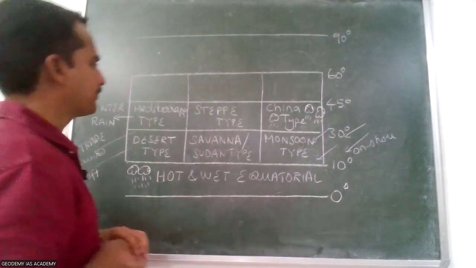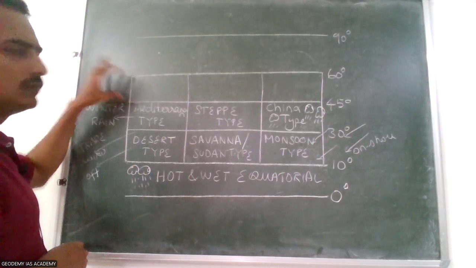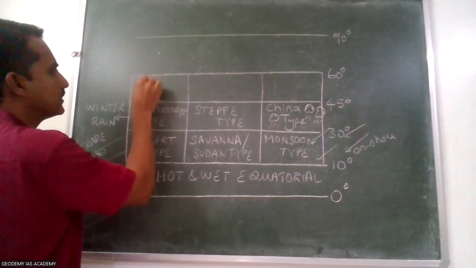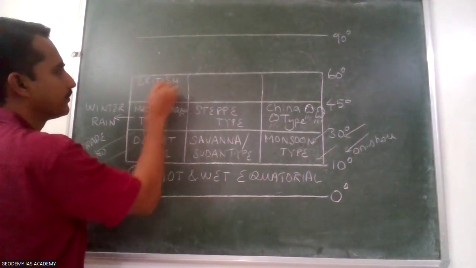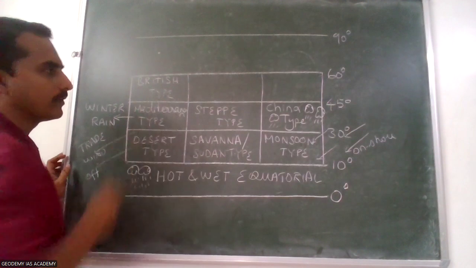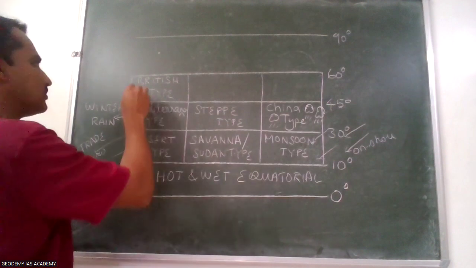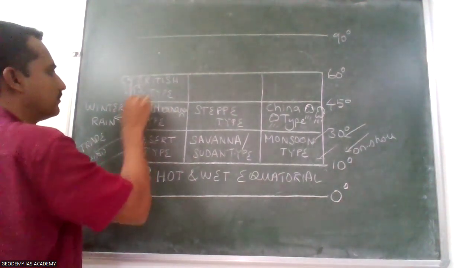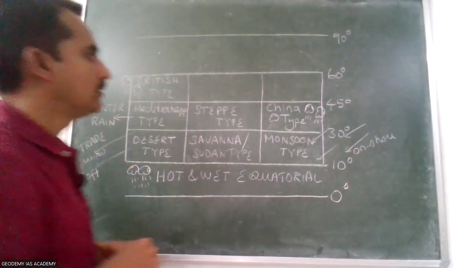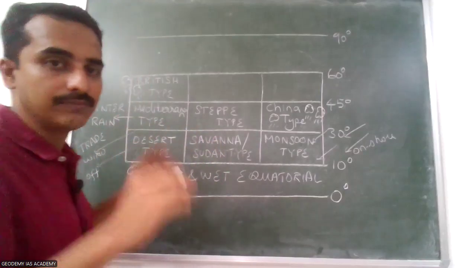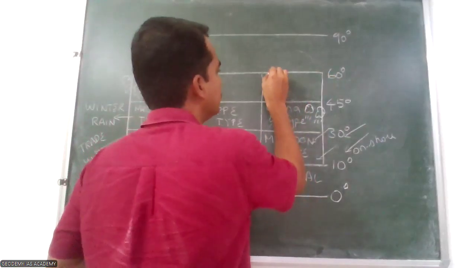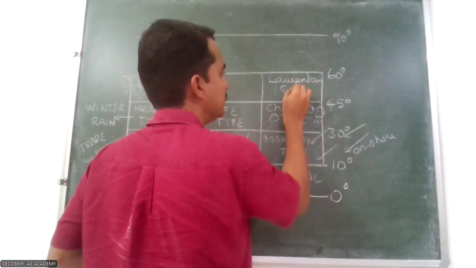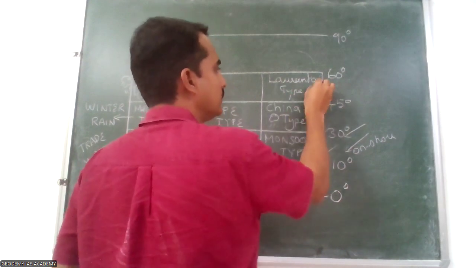Okay, then the 45 to 60 here. This climate region is called as British type climate. Okay, British type climate. So it also receives rainfall throughout the year. I will explain how it is. Then you can remember this zone very simply. Okay, and here it is Laurentian type climate. Laurentian type climate. Here also it is wet.